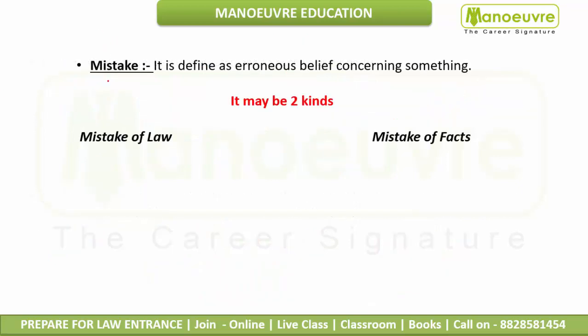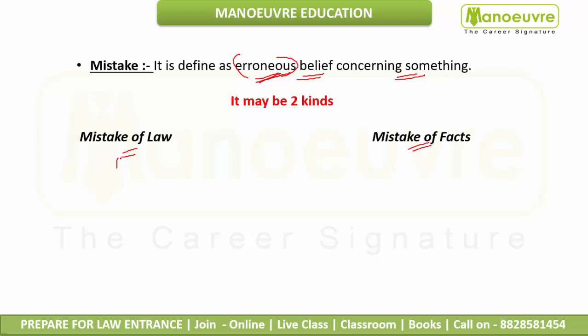Next in the line is mistake. What is the definition of mistake, guys? It is defined as erroneous belief concerning something. Correct? Something you have done by mistake. Now, mistake under law is of two types. One is mistake of law and the other is mistake of facts.